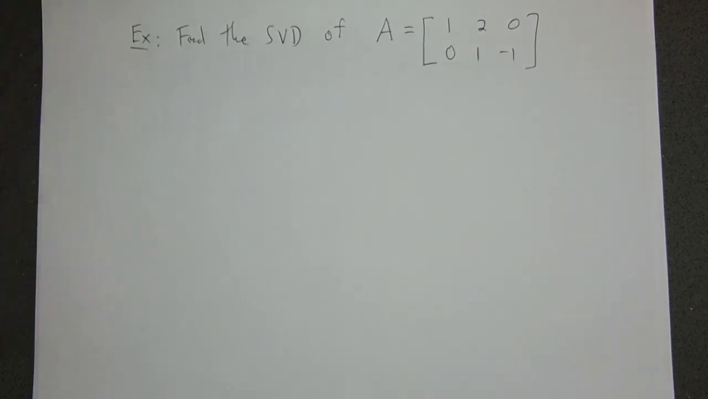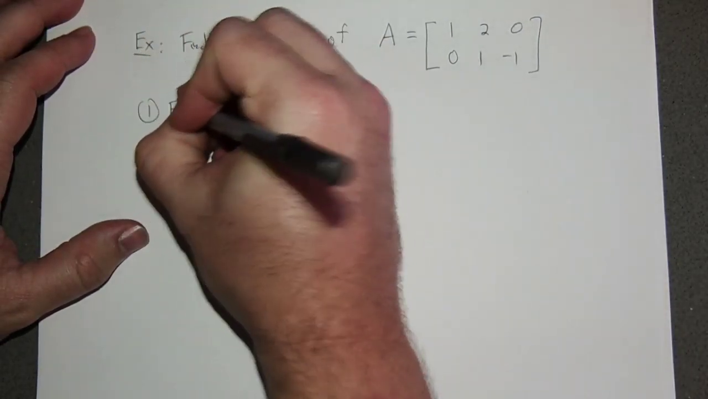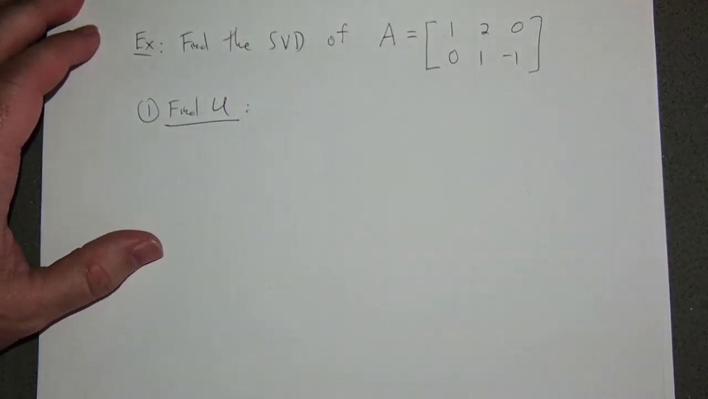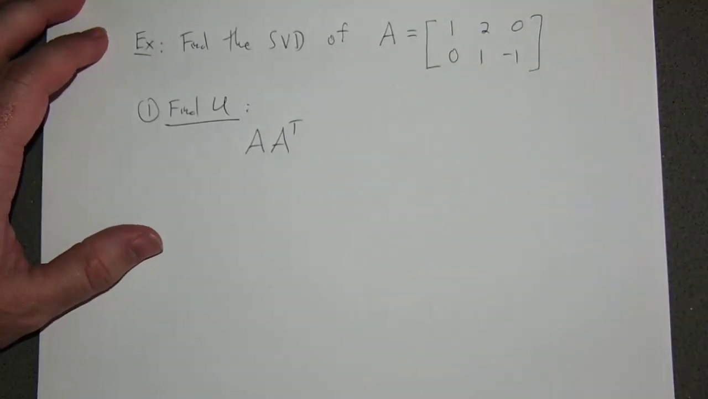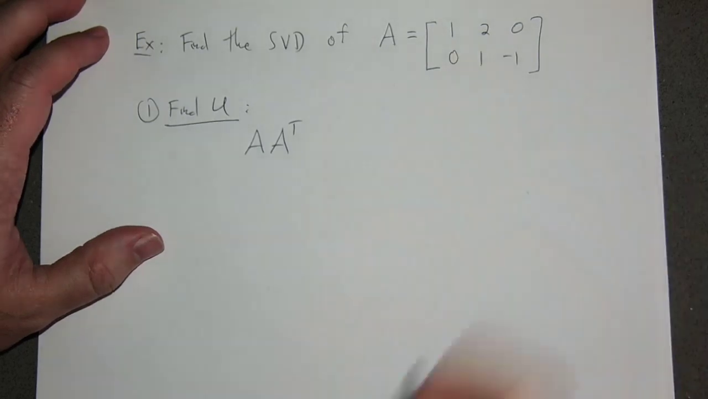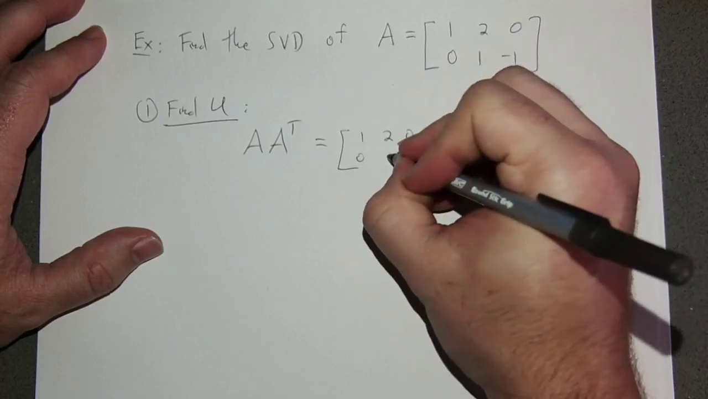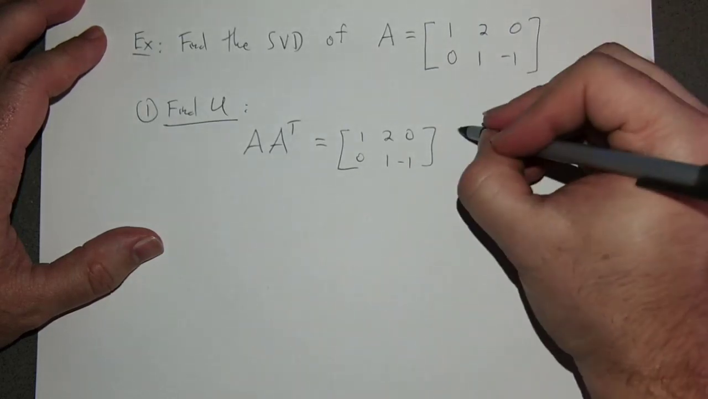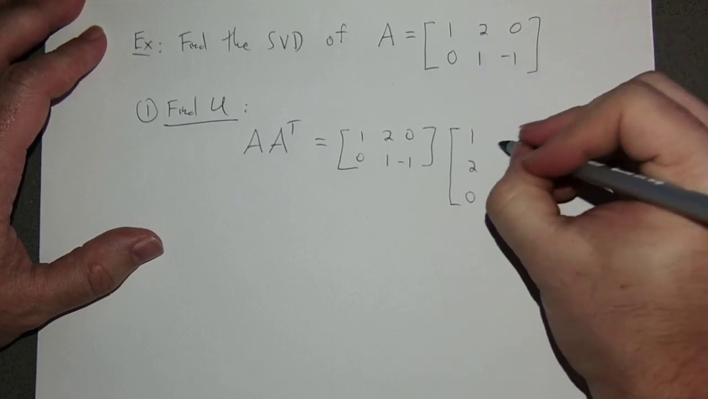All right. So first step, I want to find U. So to find U, I look at A A transpose. So what does A transpose look like? Well, I'll write it out. A transpose: the first row becomes the first column. The second row becomes the second column.